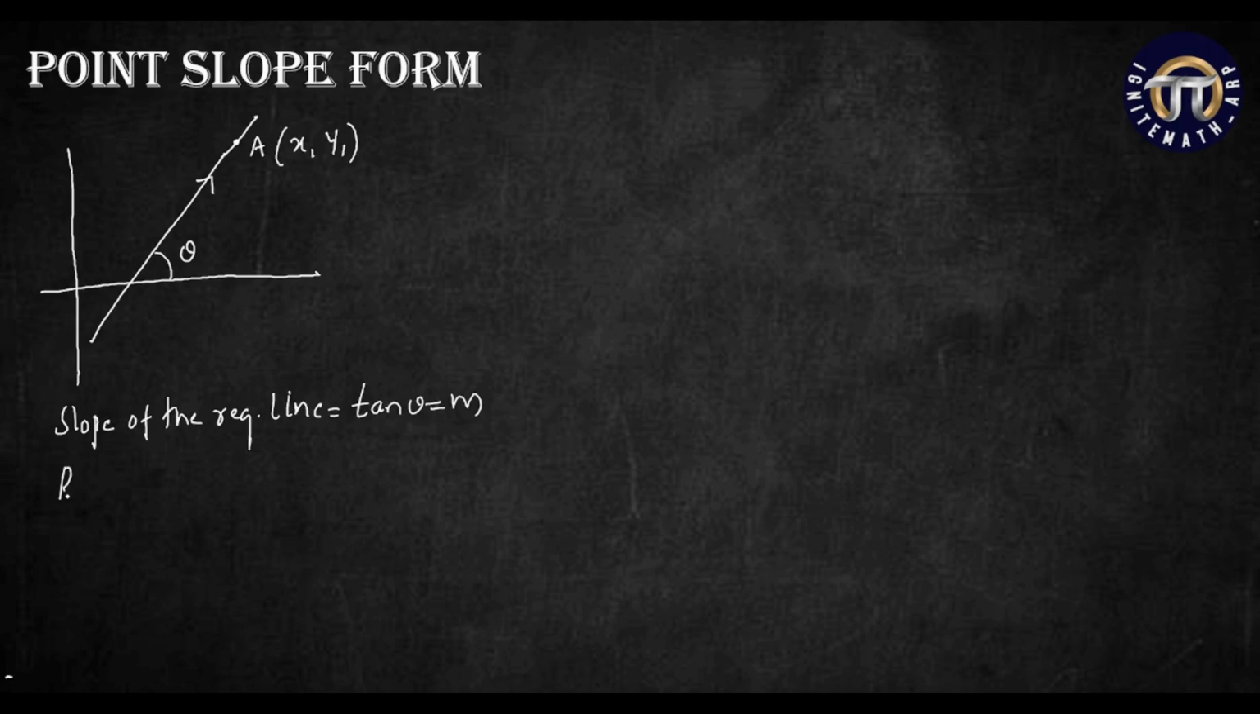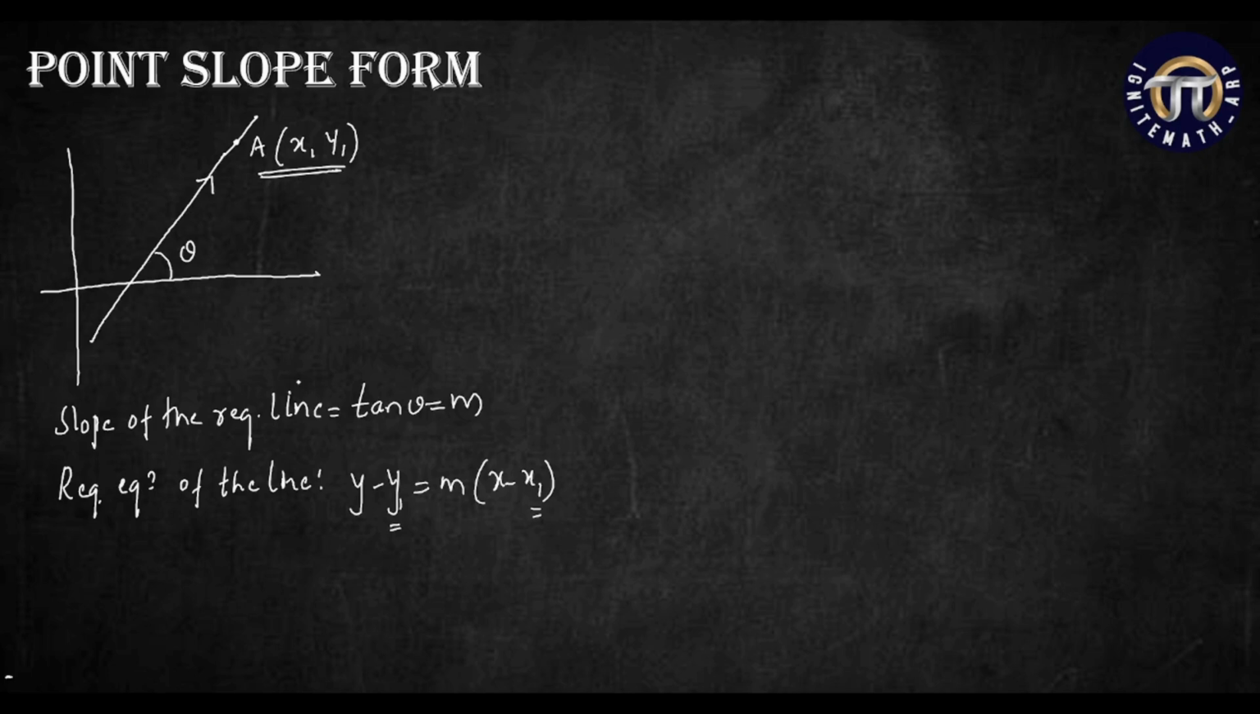So then the required equation of the line is given by y minus y1 is equal to m of x minus x1. So here x1, y1 is the coordinate of the point through which the line is passing. Here you don't have an option, children, because I am aware of only one point through which the line is passing.